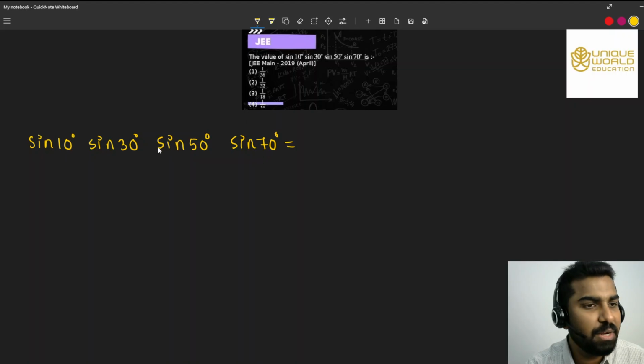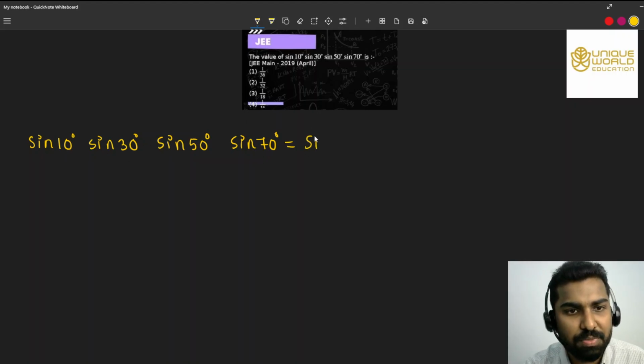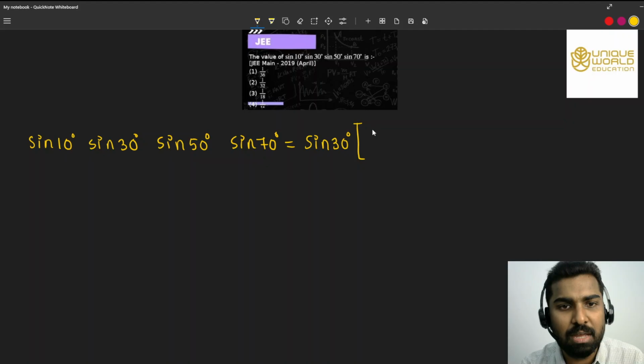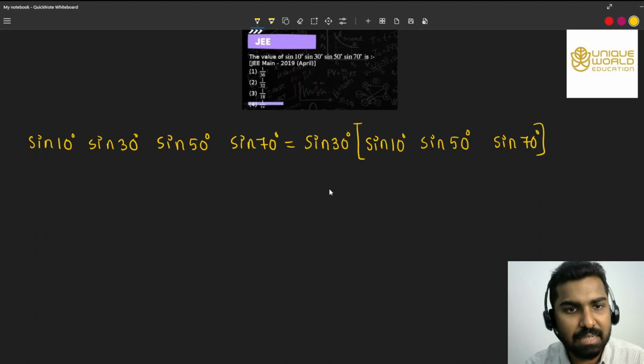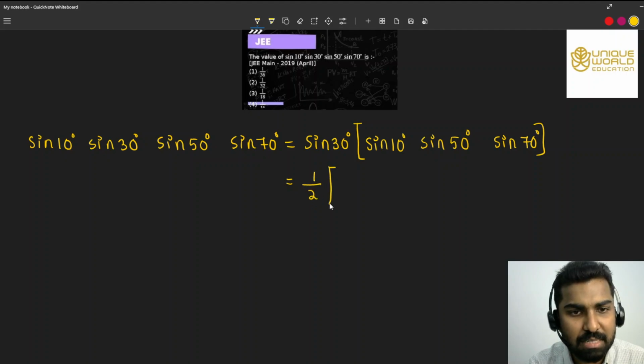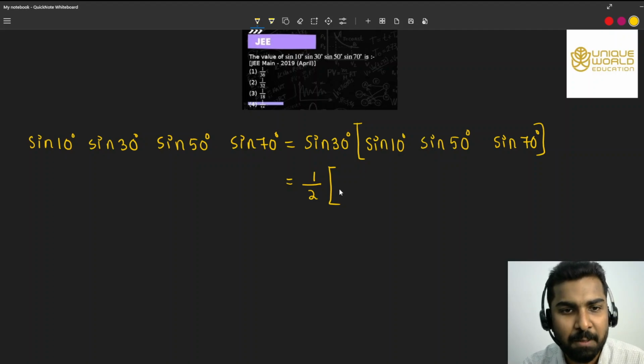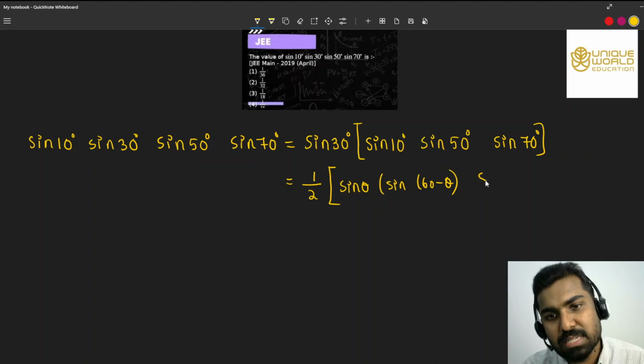Here, sin 30 value I already know. If we take sin 30, then we want to evaluate the remaining things only. The remaining is sin 10 into sin 50 into sin 70. Sin 30 value will be equal to 1 by 2. Then the rest is equivalent to our same format: sin theta into sin of 60 minus theta into sin of 60 plus theta.